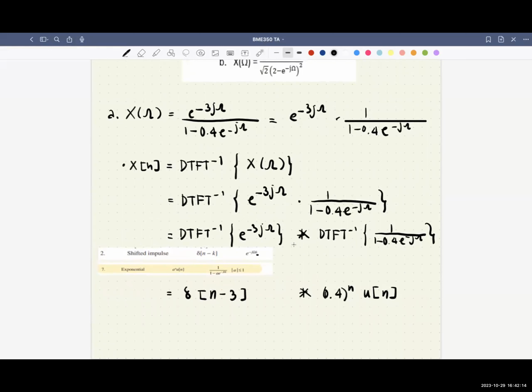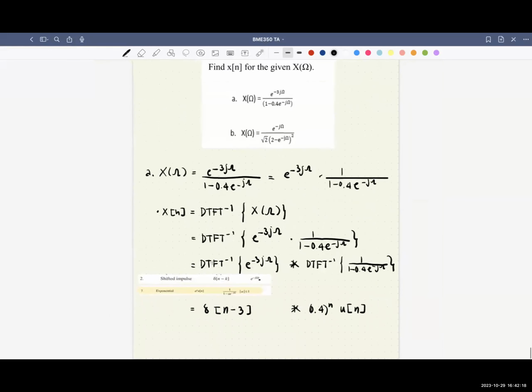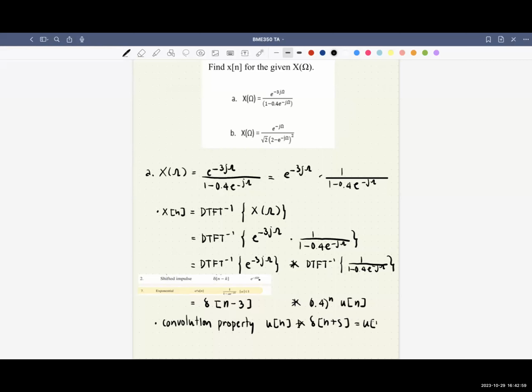And okay, other TA, please correct me if my information is not correct, but I think we can still where we have u of n convolved with a delta function that got time shifted by s unit, and then we'll get u n plus the time shifted. So we'll keep this in mind.